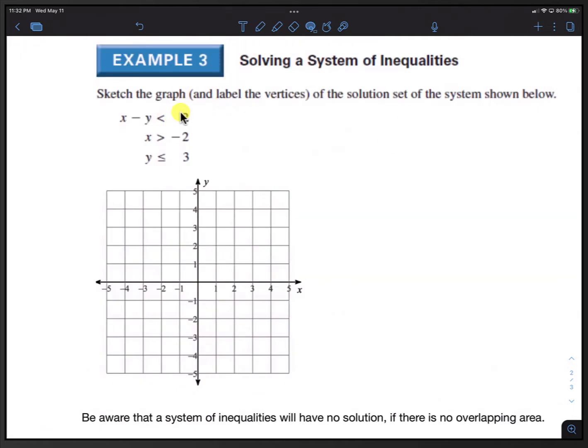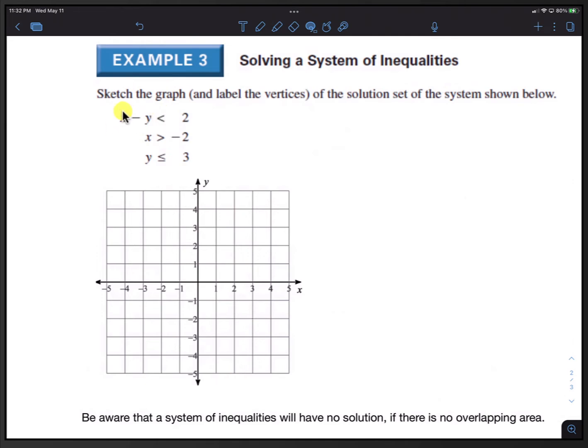Okay, in example 3, it says sketch the graph and label the vertices of the solution set of the system shown below. All right, so in this first inequality, x minus y is less than 2. We want to rearrange this to get the y by itself. And I'm actually going to just leave the inequality symbol there. I'm not going to change it to equal. And you'll see how that can be helpful in a second.